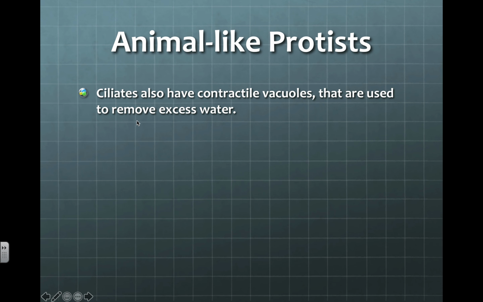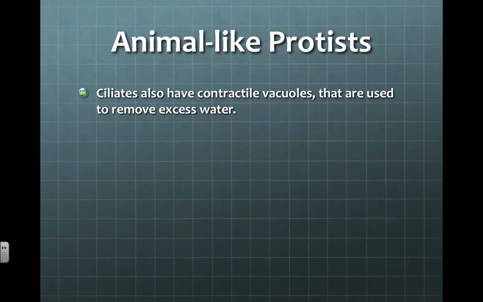Okay, now one of the things that they have are called contractile vacuoles, and the contractile vacuole is used to remove excess water. In paramecium, because they're in water, they have an excess of water, and they collect the excess in what's called a contractile vacuole. And when too much water comes in, they can squeeze that contractile vacuole. It's contractile, and they can get rid of their water.